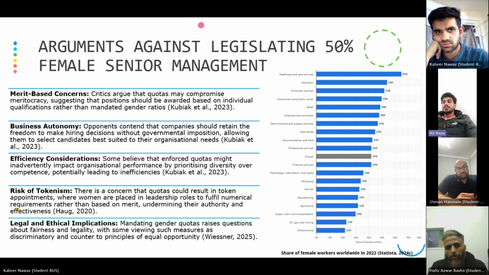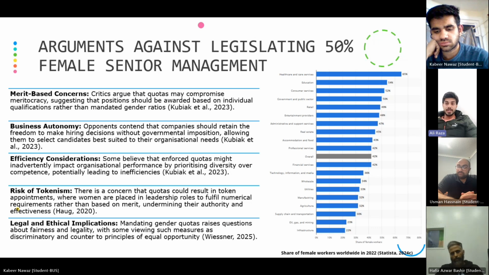Arguments against legislation of 50% female senior management. This slide highlights the key arguments often made against mandating 50% female representation in senior management. One major concern is that such quotas may compromise meritocracy, with critics arguing that roles should be filled based on qualifications and experience rather than gender targets. This perspective emphasizes individual merit as the primary basis for leadership selection.